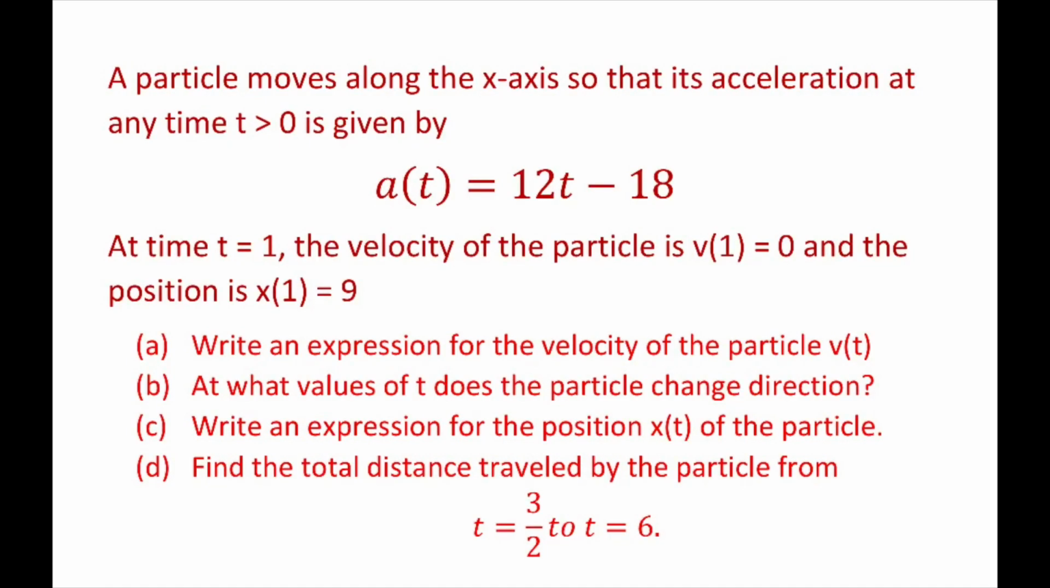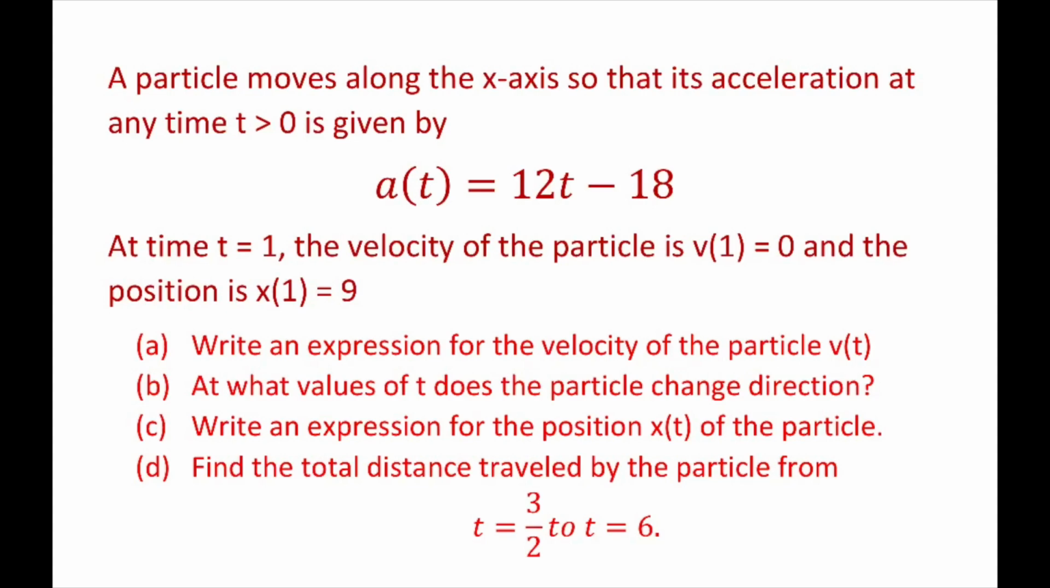Hi everyone. A particle moves along the x-axis so that its acceleration at any time t greater than 0, or t is positive, is given by a(t) = 12t - 18. So what we have to do: at time t equals 1, the velocity of the particle is v(1) = 0, and the position is x(1) = 9.